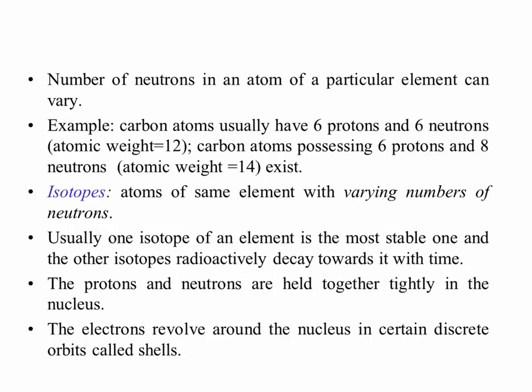The number of neutrons in an atom of a particular element can vary, and that's where you get isotopes. For example, carbon usually has 6 protons and 6 neutrons, so the normal atomic weight of carbon is 12, but carbon atoms possessing 6 protons and 8 neutrons also exist, where the atomic weight is 14. When you have atoms of the same element with varying numbers of neutrons, they're called isotopes.